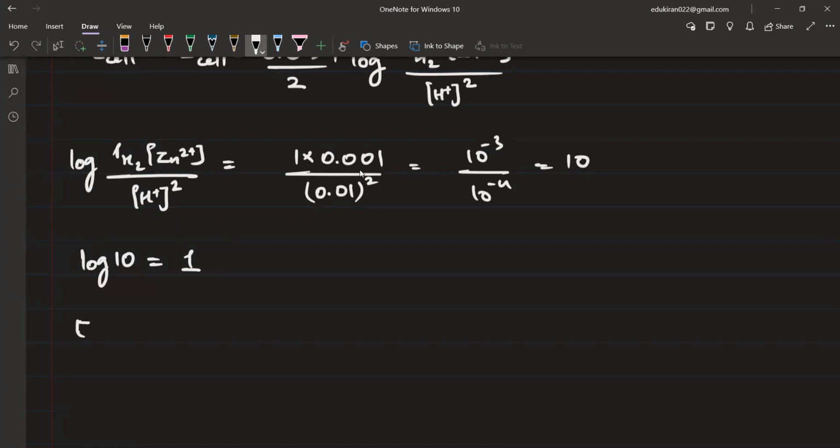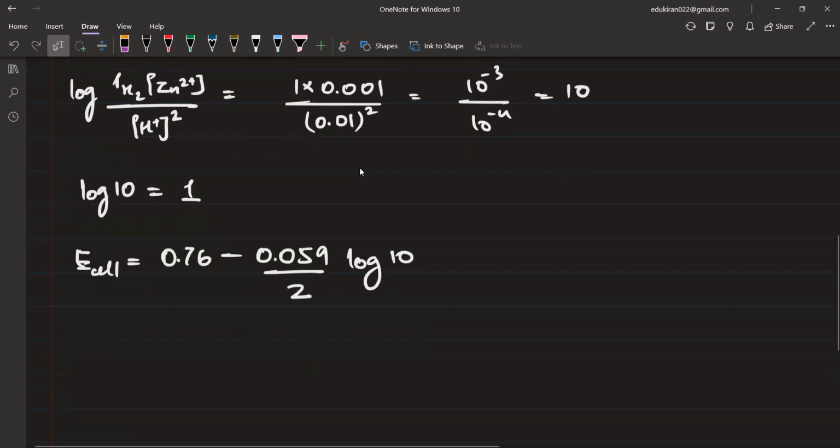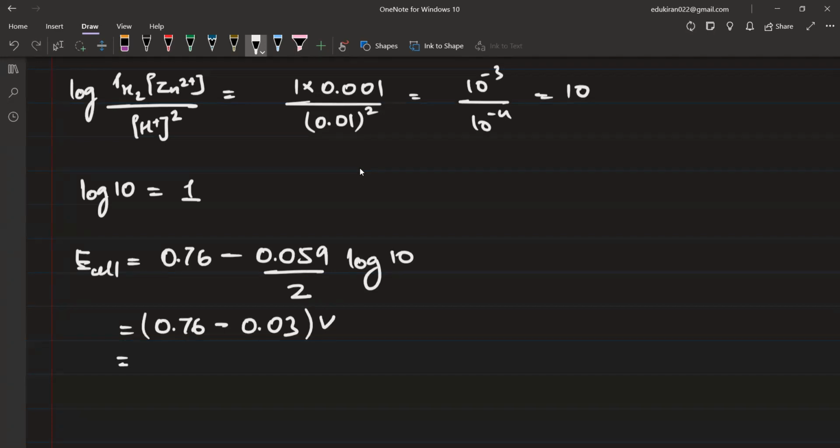We can again write the EMF of cell: E cell is equal to E naught cell, which is 0.76 volts, minus 0.059 divided by 2 and log of 10. Log of 10 is equal to 1. So this is equal to 0.76 minus 0.03 volts, which equals 0.73 volts. So that's the answer. I hope you guys got a similar answer.